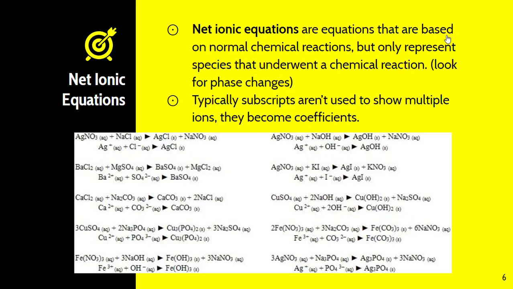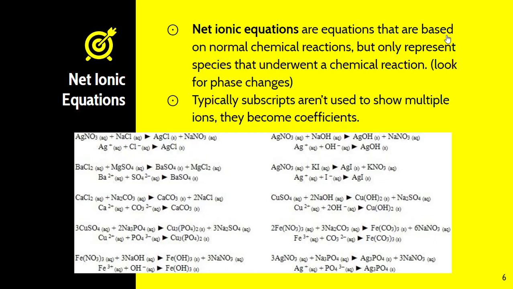And so when you write the net ionic equation, you look for what has changed, what actually underwent a chemical reaction. In this case, Ag and Cl formed AgCl. Those are the only species that actually underwent a chemical reaction. So all of the other ions are what are called spectator ions. They're called that because they actually don't participate in the chemical reaction. So look for this when they're forming ions.